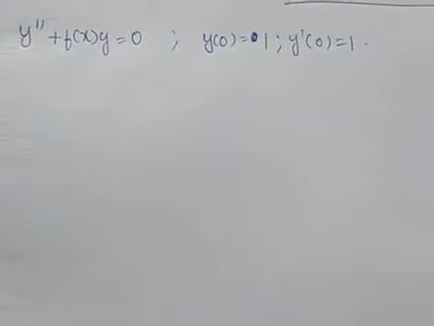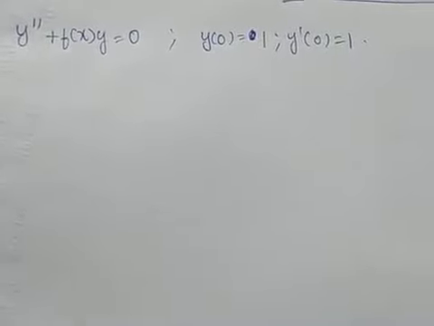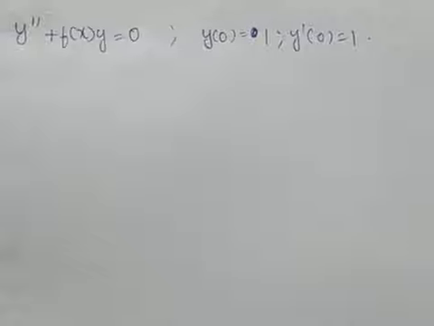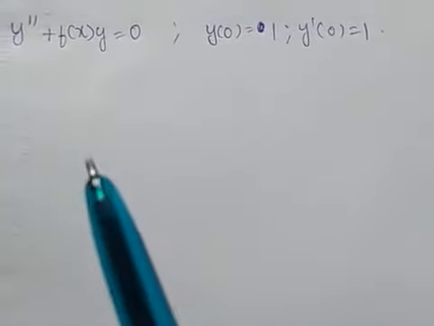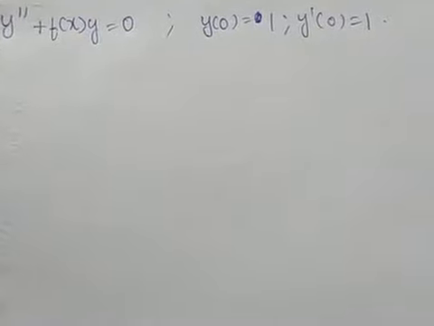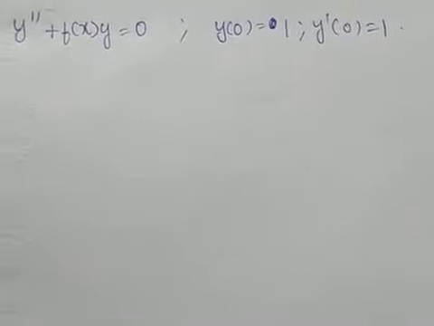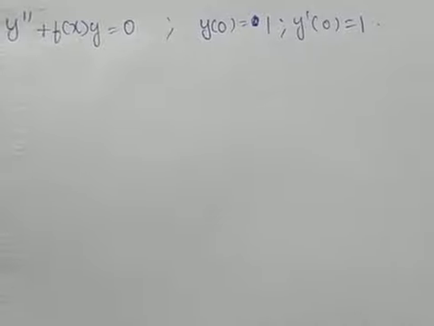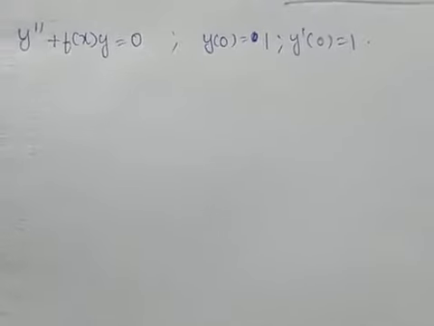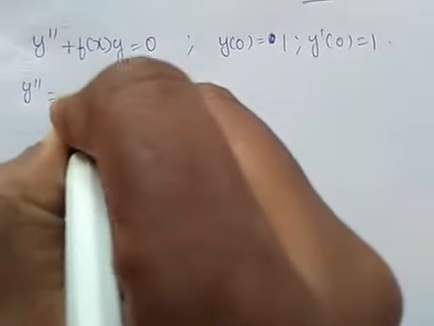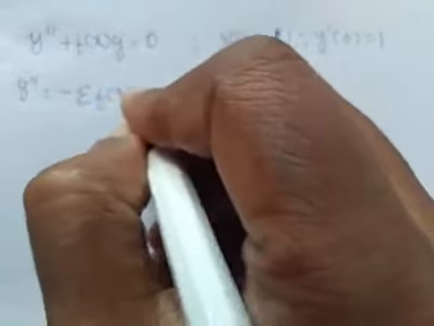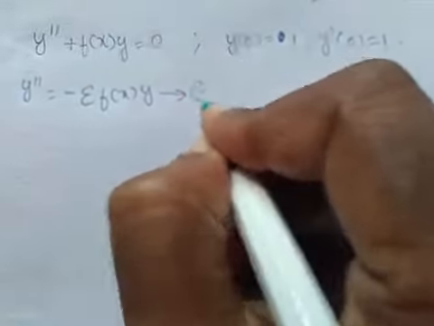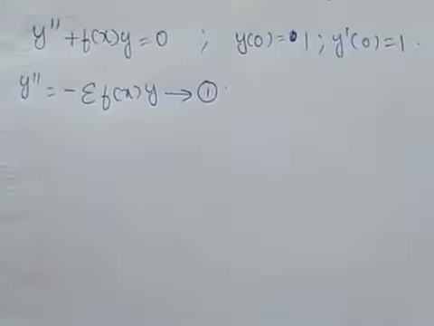So how to solve this is, we are going to introduce a small parameter epsilon to the given equation, and at the end of the solution we are going to substitute epsilon equal to 1. When we substitute epsilon equal to 1, that gives our final solution. So y double dash is equal to minus epsilon f of x y. This is the equation which we have to solve.